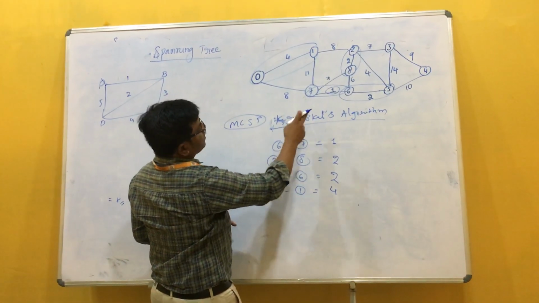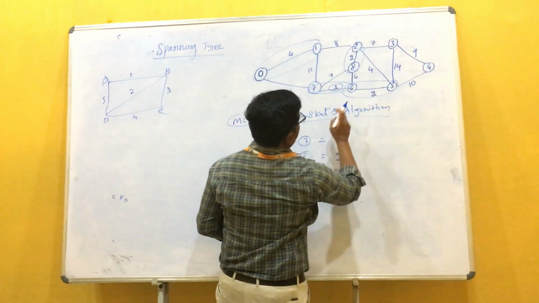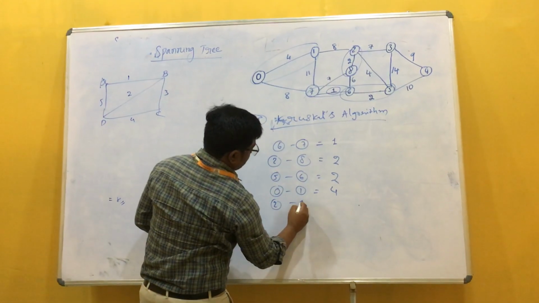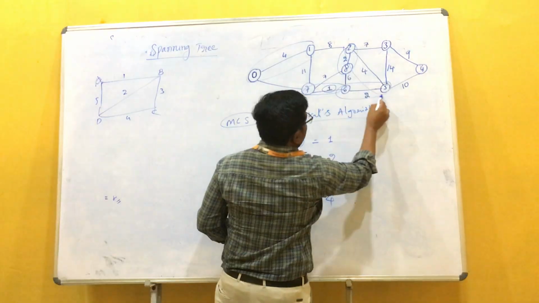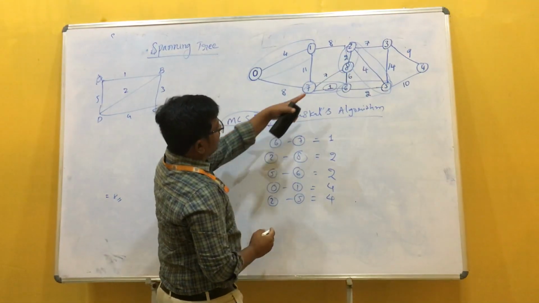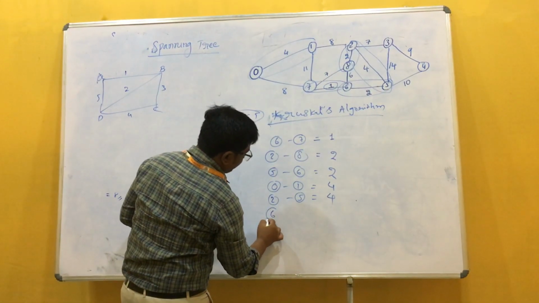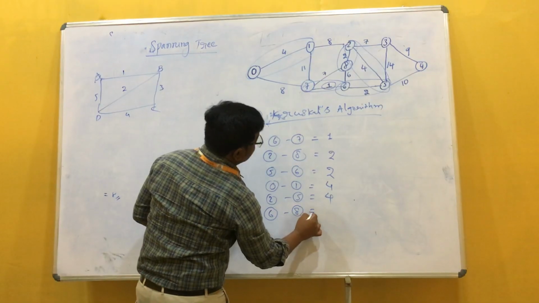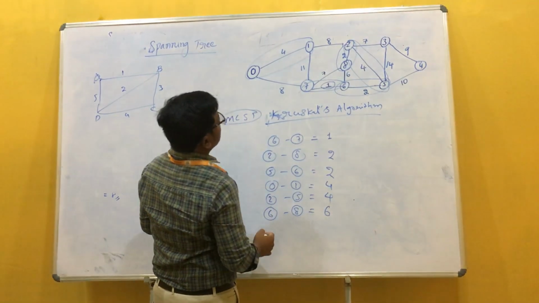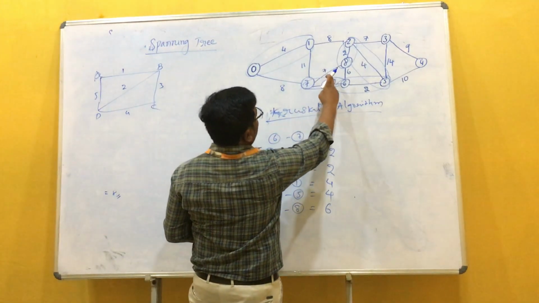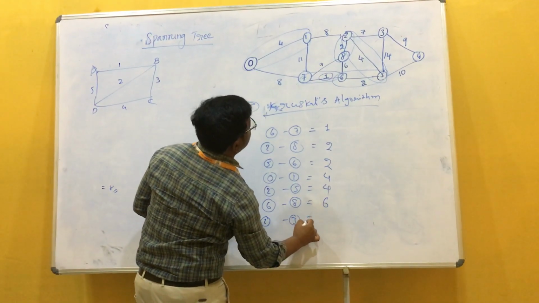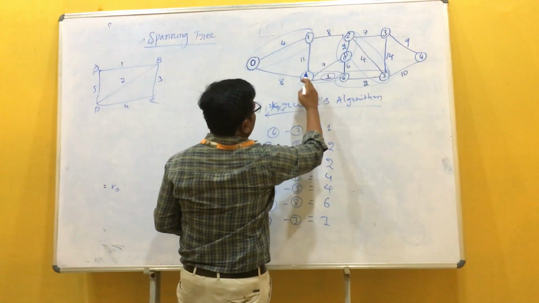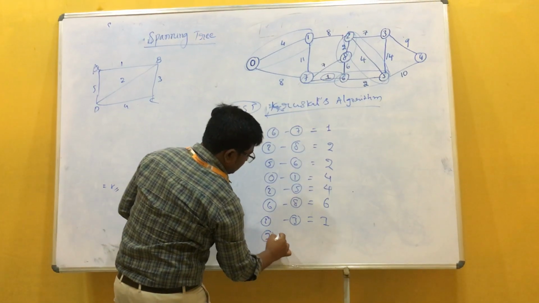Similarly, we can construct likewise: the edge 2 to 5, and the edge cost here is 4. Next the minimum edge cost is 6: the edge 6 to 8, the cost here is 6. Next the minimum cost is 7: the edge 2 to 3, the edge cost is 7. Next the edge 7 to 8, the edge cost is also 7.